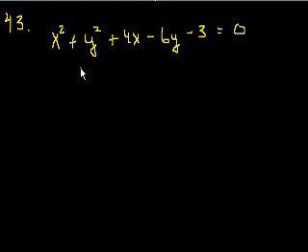And you do that by completing the square on both the x and the y. And then you should be able to recognize what kind of conic section it is. So let's separate out the x and the y terms. So the x terms, I'll do that in blue.